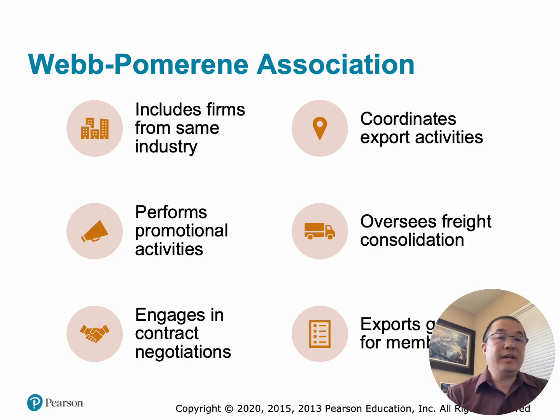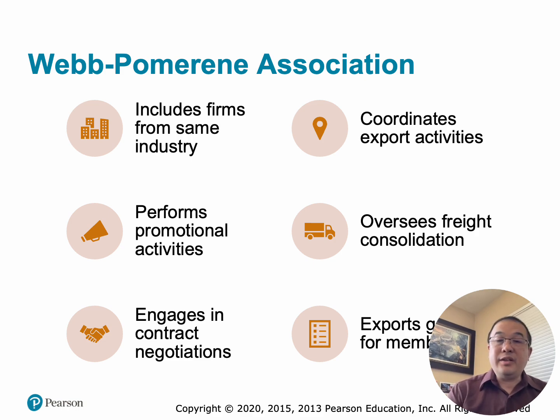They help with overseeing freight consolidation. The association may combine shipments from multiple companies into larger shipments. So for example, instead of Company A shipping one container, Company B shipping one container, and Company C shipping one container, the association may combine them into a larger shipment. So the benefit would be lower transportation costs, better shipping rates, and greater efficiency.